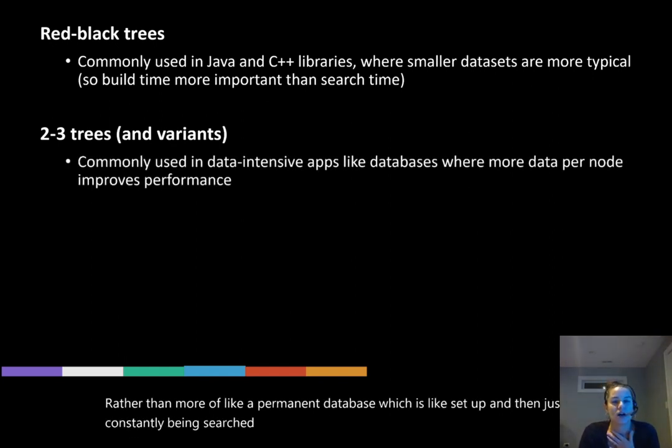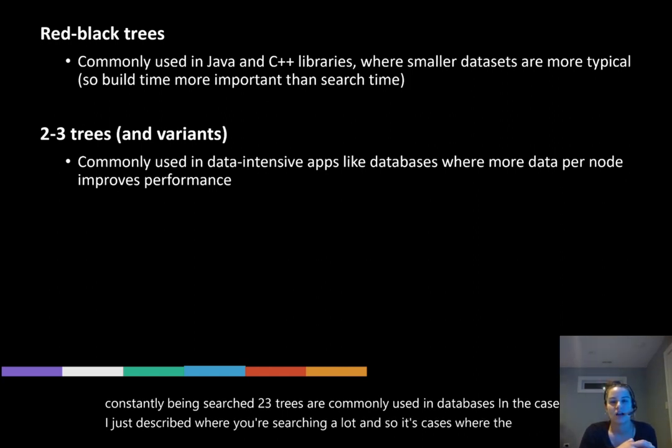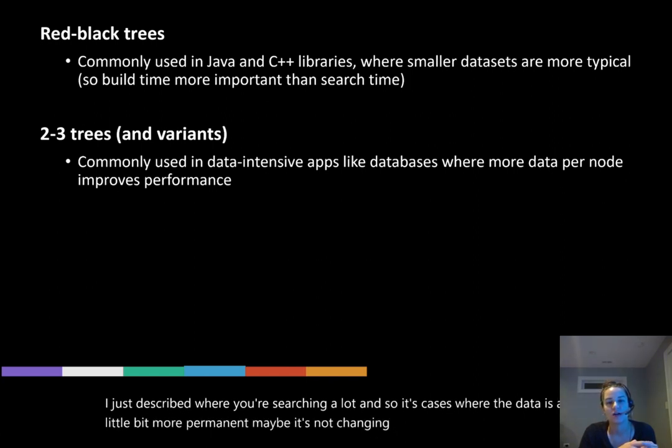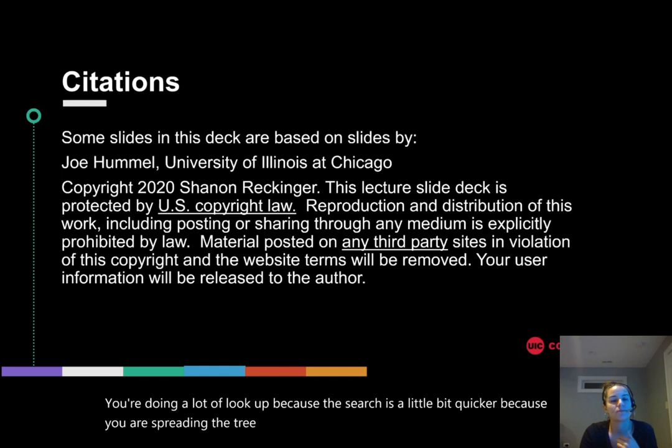2-3 trees are commonly used in databases, in the case I just described, where you're searching a lot. These are cases where the data is a little bit more permanent, maybe it's not changing as much, and you're doing a lot of lookup, because the search is a little bit quicker since you are spreading the tree out, and so the depth is shorter.